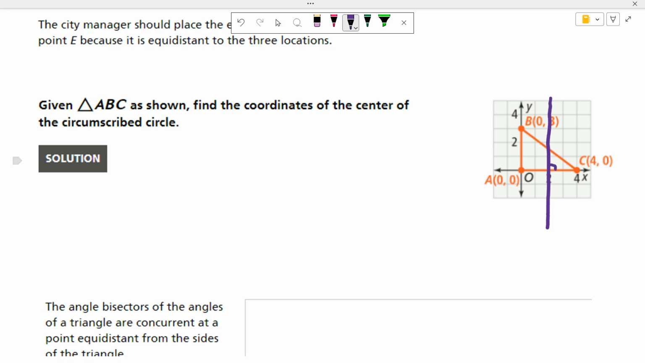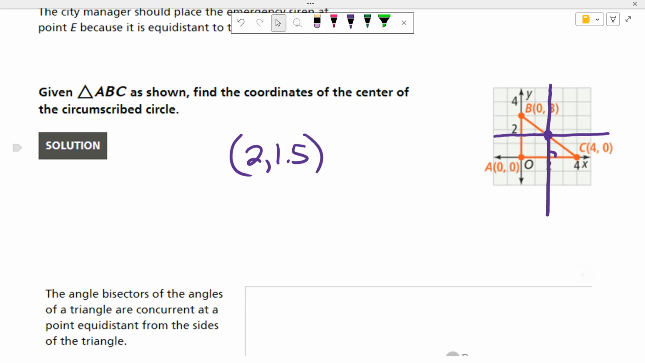Halfway across, perpendicular. What's halfway in between 0 and 3? 1.5, so at 1.5 I draw. Where they cross right here, the coordinates of the circumcenter is 2, 1.5. Okay, halfway between here, halfway between here.